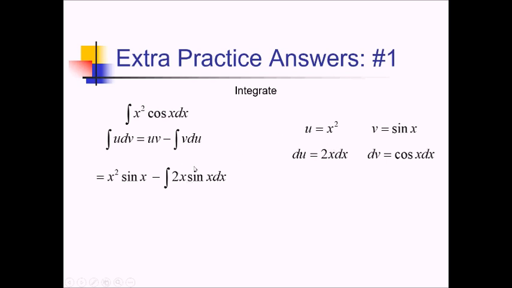So I'm going to come up with a new u value and a new dv value. So my new u value is going to be 2x. I still prefer algebraic to trig when I'm picking the u value. And for dv, this time I've got sine of x dx. Du is going to be 2dx. And v this time around is going to be cosine, or actually negative cosine of x.